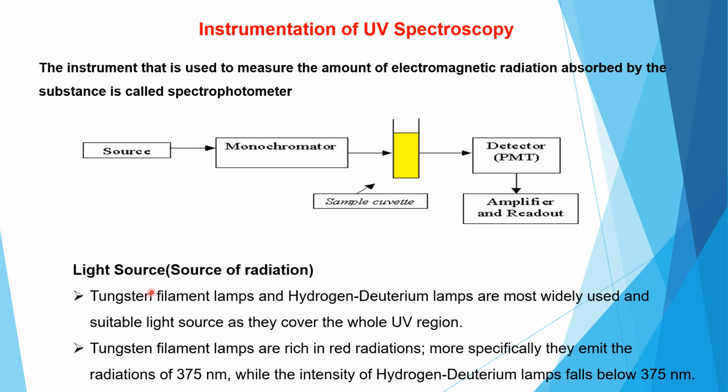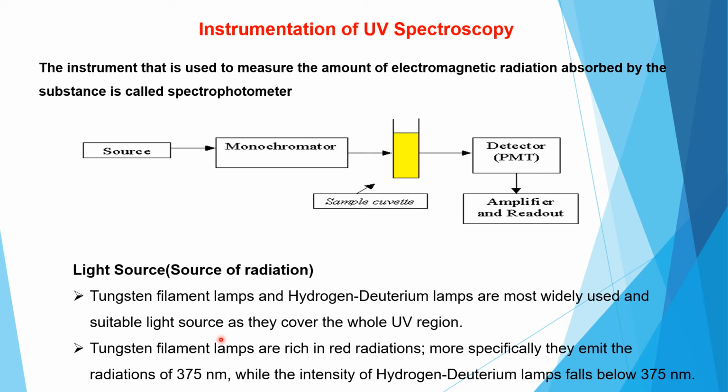Now, the light source. The function of the source of radiation used in UV visible spectroscopy is to generate a beam of polychromatic radiations which can cover the desired range of wavelengths of the UV and visible region. It should cover from 200 nanometer to 800 nanometer, and have higher intensity. For this we can use the tungsten filament lamp and the hydrogen deuterium lamp, which are the most widely used and suitable light sources covering the whole UV region.